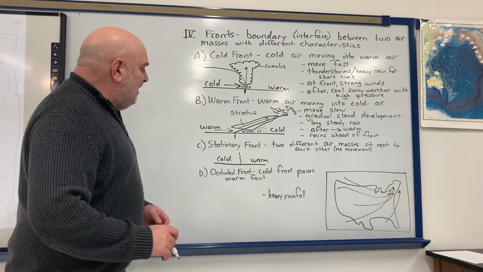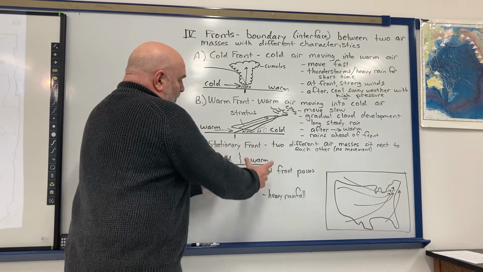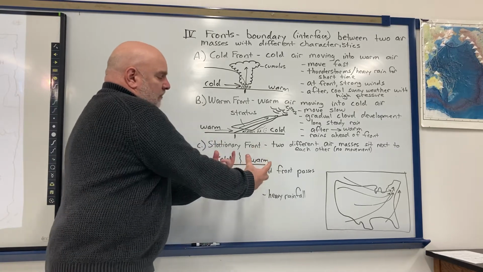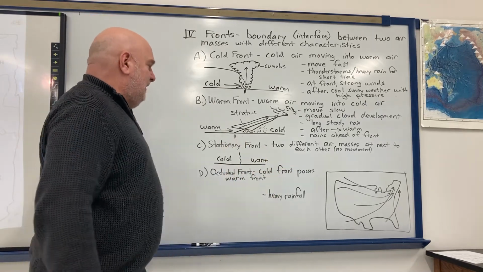So you can get a stationary front either with the two air masses just sitting there, or if the two air masses are moving, but they're moving parallel to each other like that, the boundary between them would be a stationary front.